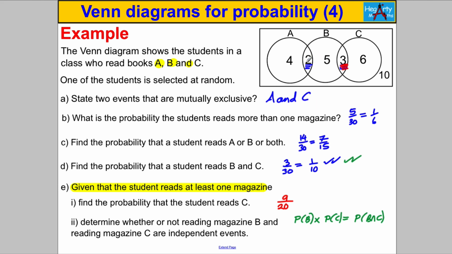The probability of B is 2, add 5 is 7, add 3 is 10, so it's 10 out of 30, multiplied by the probability of C, which is 3 add 6 is 9 out of 30, and if you multiply them together you get 90 out of 900, which simplifies to a tenth. Now that agrees with part D, so probability of B intersection C from part D is equal to probability of B multiplied by probability of C, therefore independent.